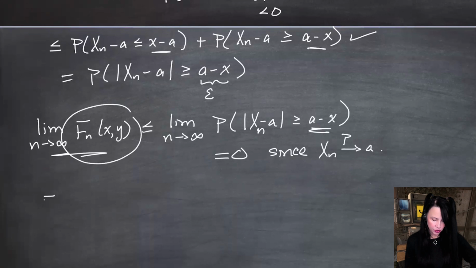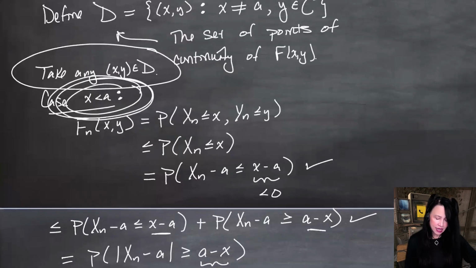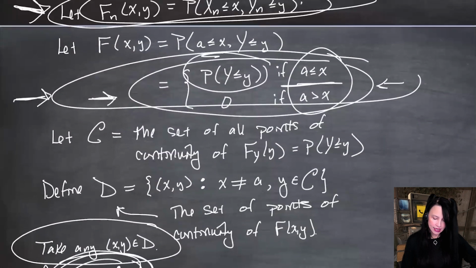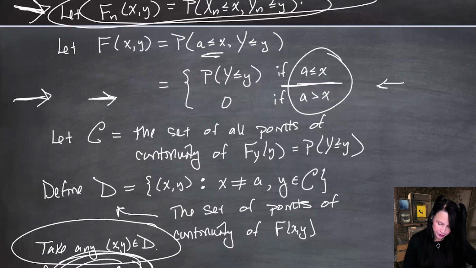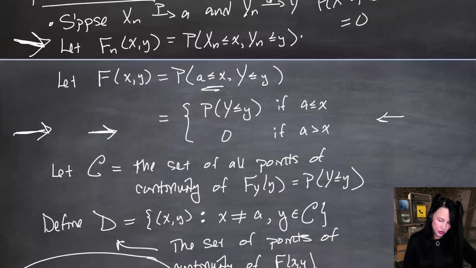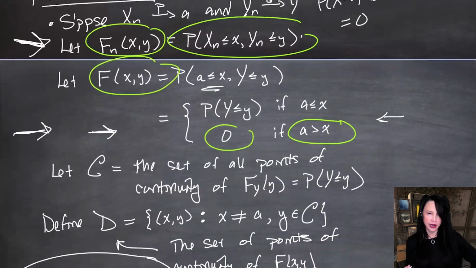They can't get negative. So this implies that the limit as n goes to infinity of fn of x, y is 0. We are in the case where x is less than a. And in the case where x is less than a, the limiting CDF is supposed to be 0. So let me erase some of these. I have way too many circles on here. So one more time, we are in this case. We took this and we showed as n goes to infinity, it goes to this. So we do have this approaching this when we're in the case where x is less than a. So we're halfway done with this problem.